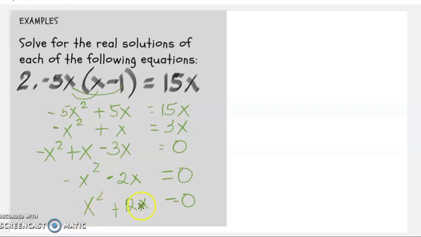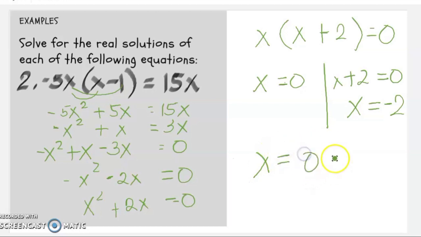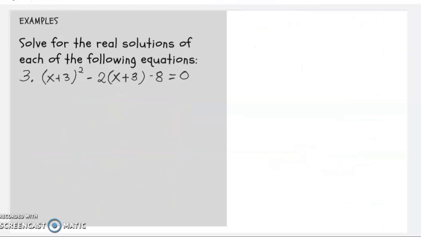So, ano ang factors nito? Ano yung common sa kanila? So, we can rewrite that as x times x plus 2 equals 0. So, we have two factors. The first one is x is equal to 0 and the other one is x plus 2 equals 0. So, simplify muna natin. So, the value of x is negative 2. So, the real solution for this quadratic equation is 0 or negative 2. Okay, malinaw ba? Next, number 3.